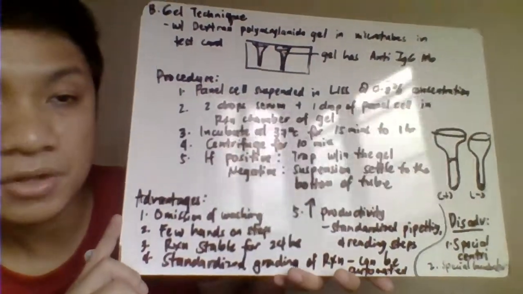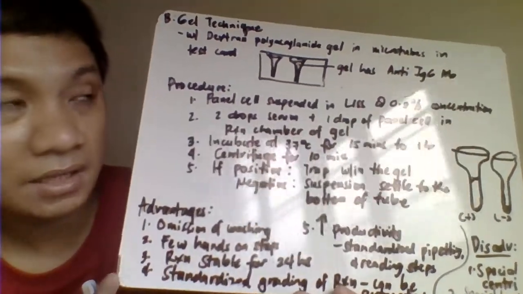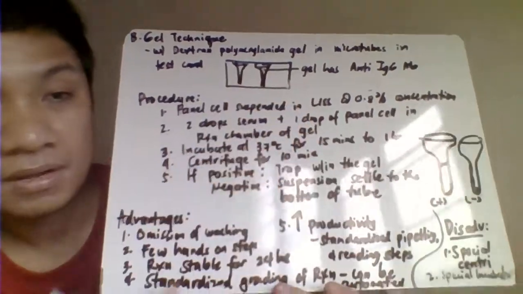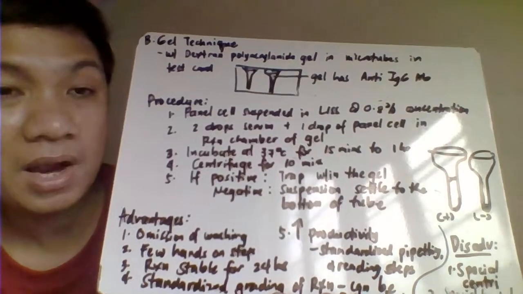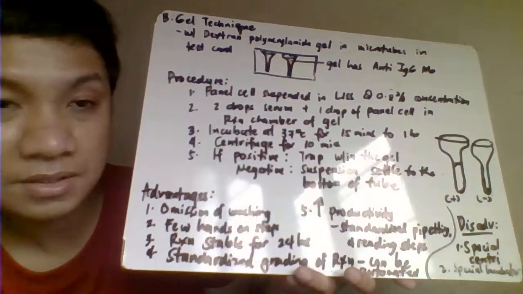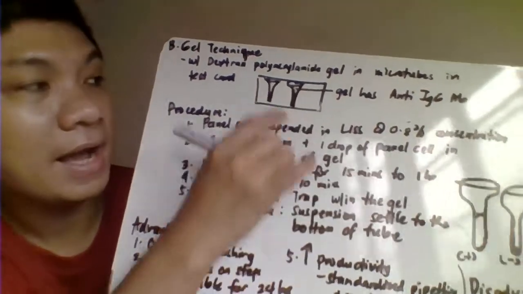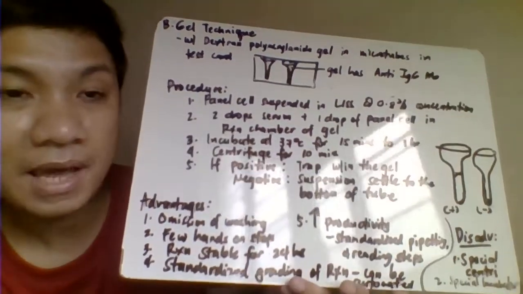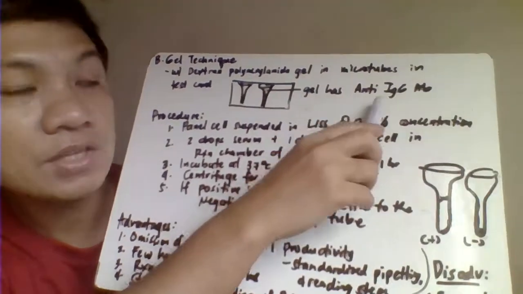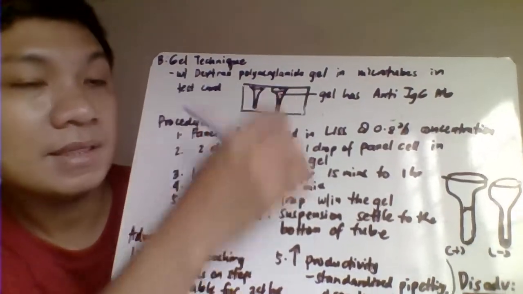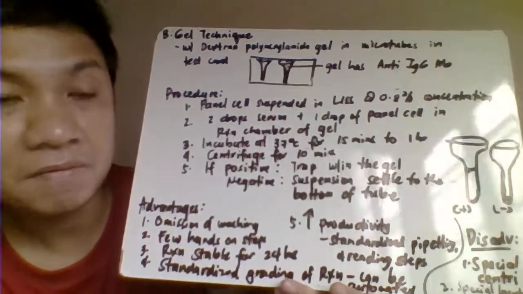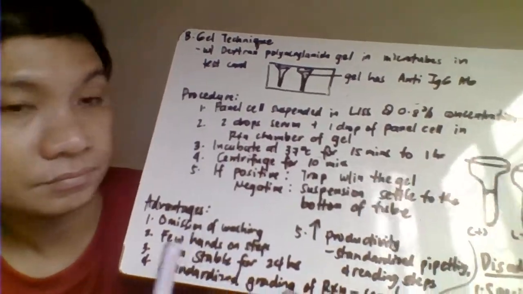Okay, the next method, we have your gel technology or the gel technique. So, parang siyang ATM card lang natin where it would have your mga microtubes containing the gel. The gel nito is made up of the dextran polyacrylamide gel containing anti-IgG antibodies. Meron siyang anti-IgG antibody that would facilitate the interpretation of your positive or negative.